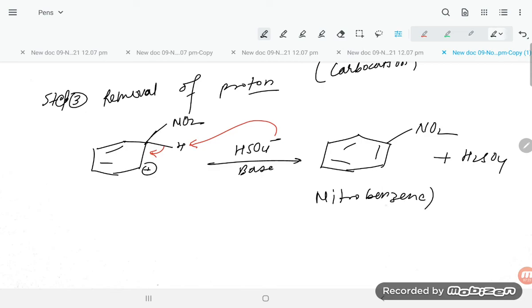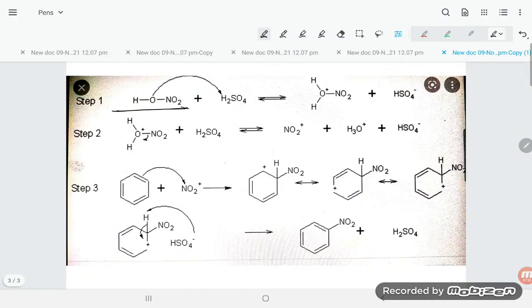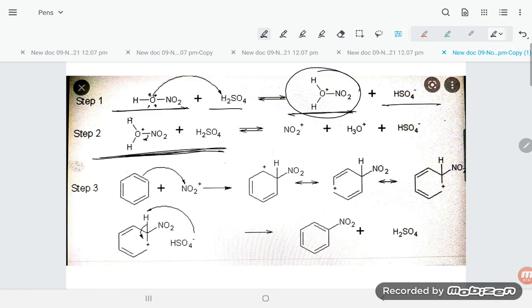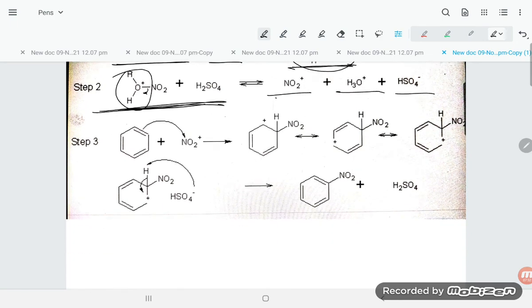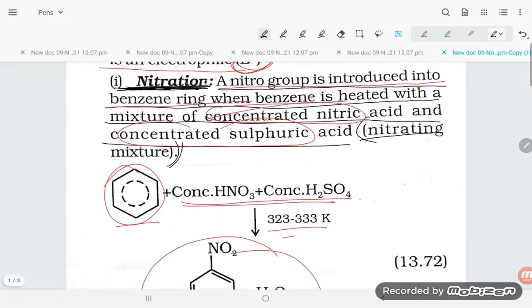This is the mechanism. Here you see, students, NO2 is there, H2SO4 is there. When this is taking the hydrogen, it is forming nitronium ion and HSO4 minus. This nitronium ion loses a water molecule to form NO2 positive, H3O positive, and HSO4 minus. When it is attacking, a carbocation is forming, and when the hydrogen is taken by the base HSO4 minus, nitrobenzene is formed. So this is all about the reaction mechanism of nitration, students.